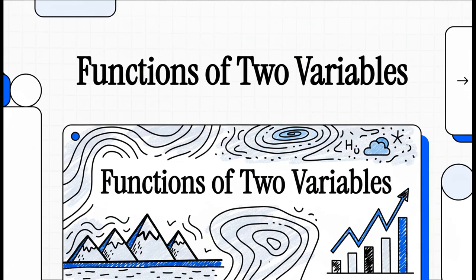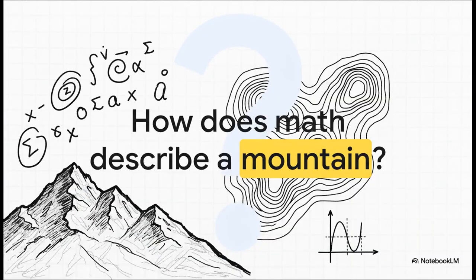Have you ever just looked at a mountain or maybe a weather map on the news and thought, how in the world can we describe all of that complexity using just math? Well, it turns out there's a really elegant way to do it, and that's what we're diving into today: functions of two variables.